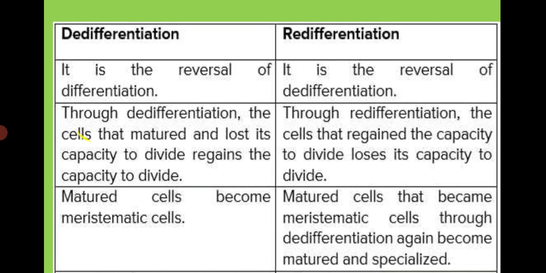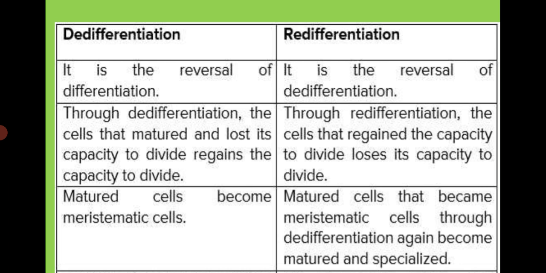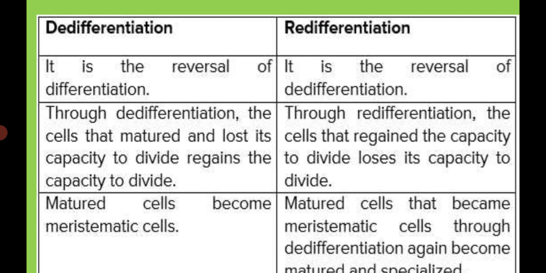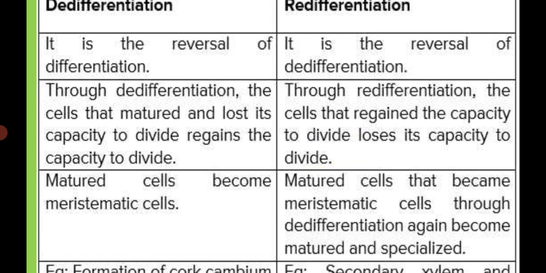Here, the difference between de-differentiation and re-differentiation. De-differentiation is a reversal of differentiation, whereas re-differentiation is a reversal of de-differentiation. Through de-differentiation, the cell that matured and lost its capacity to divide regains the capacity to divide. In re-differentiation, the cell that regained the capacity to divide loses its capacity to divide.